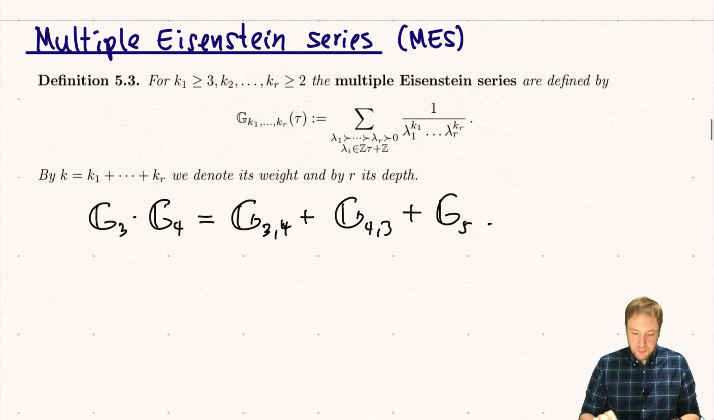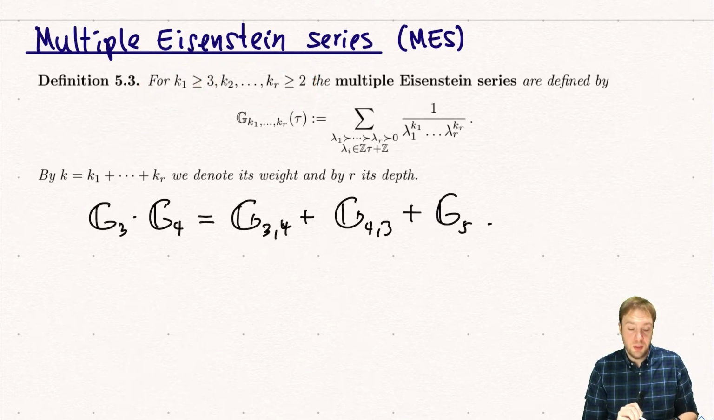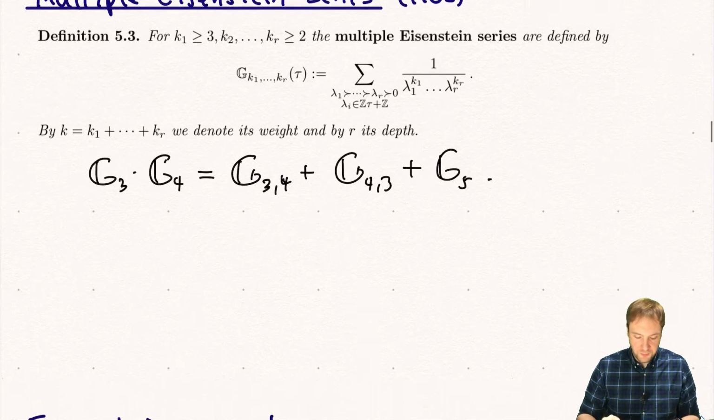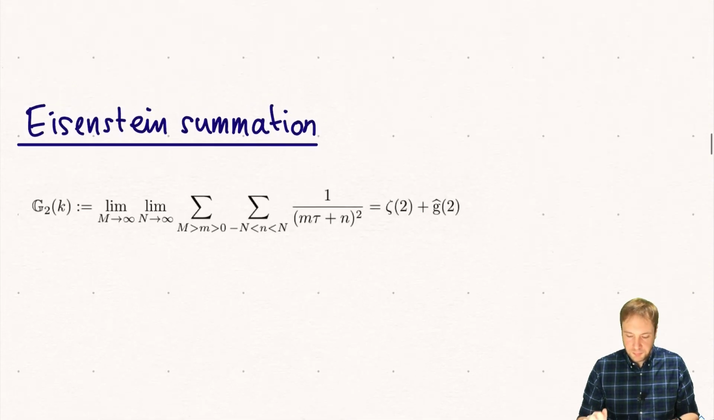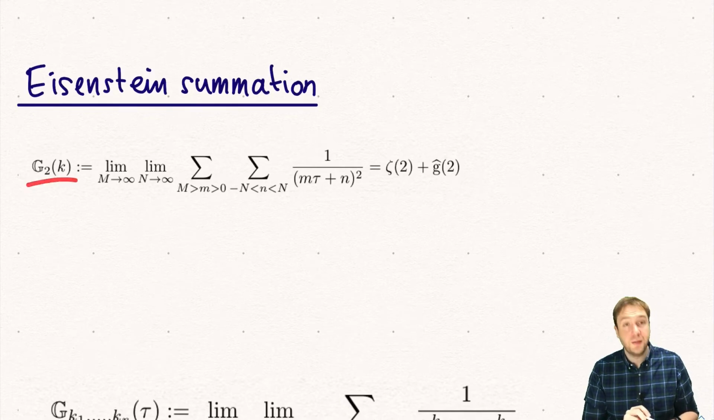But so the definition is now a little bit more restricted. One thing we can do is also allow this k1 to be 2. In this case, this sum is not absolutely convergent, but it's conditionally convergent. So we can choose an order of summation to define this, and we will do it as follows. This was already done by Eisenstein, for example, for the case G2.